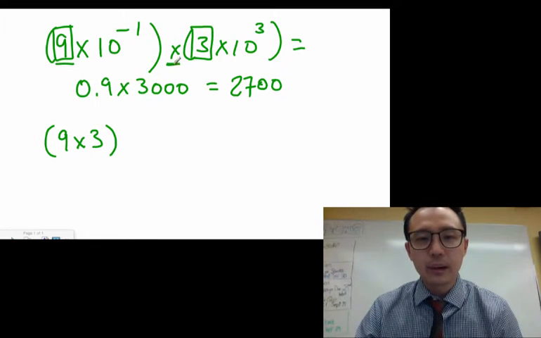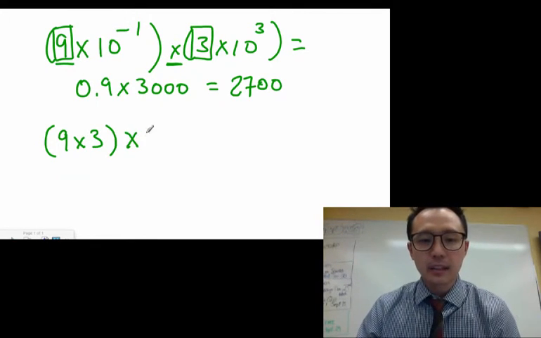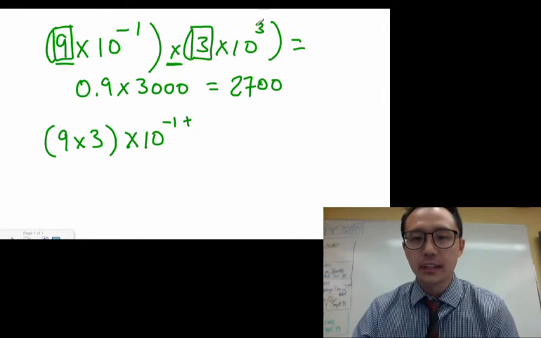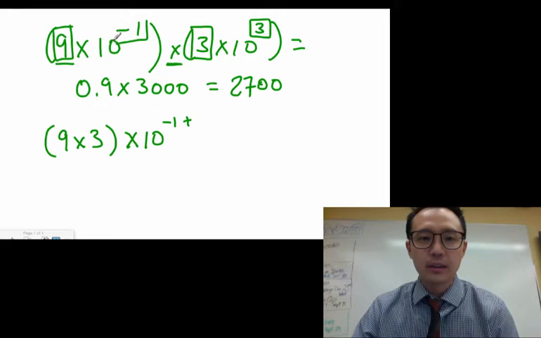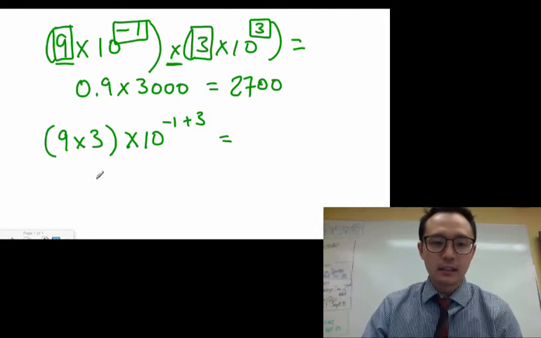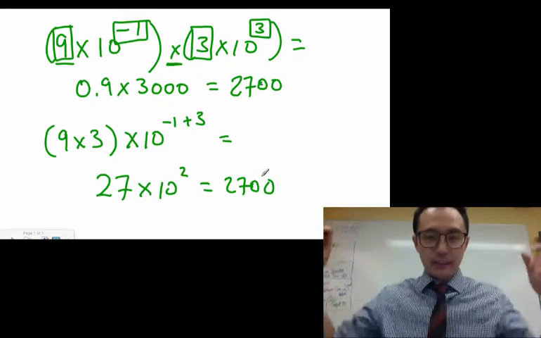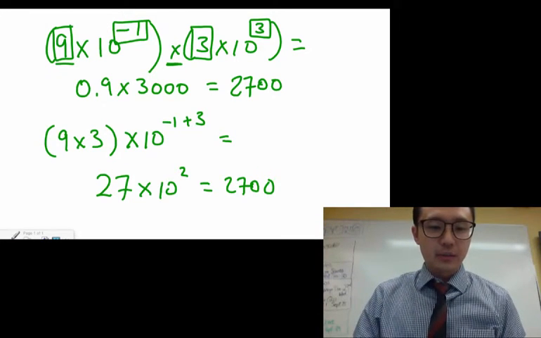And since we're multiplying, the 10 to the minus 1 is going to be added to the exponent of the other one, so added to 3. So basically it's negative 1 plus 3. That's it. So this is going to be 27 times 10 to the power of 2, which is 2700. Look at that. A lot easier than addition or subtraction. So let's try another example.